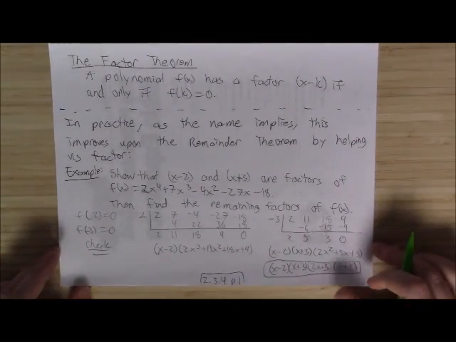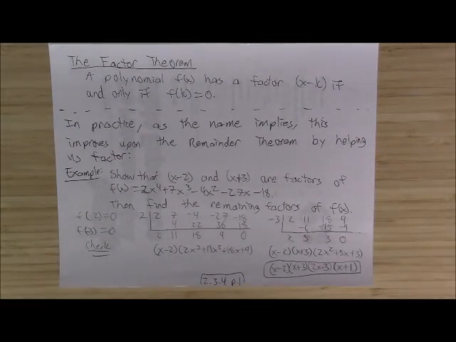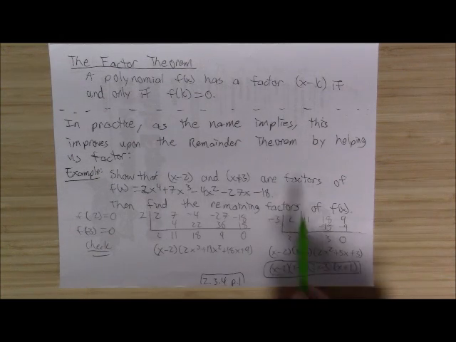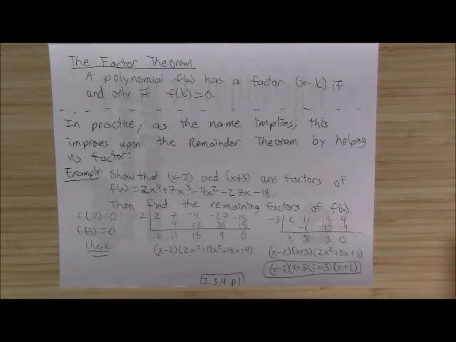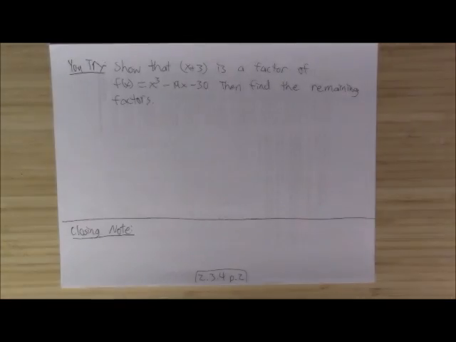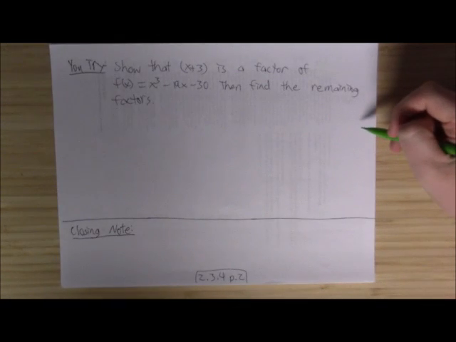Okay? In other words, the big point of the factor theorem is that if you already know some factors, you can divide those out to help you factor bigger polynomials. Well, now let's have you try an example. So go ahead and show that x plus 3 is a factor of this polynomial, and then find the remaining factors. On the count of 3, I'll reveal the solution.